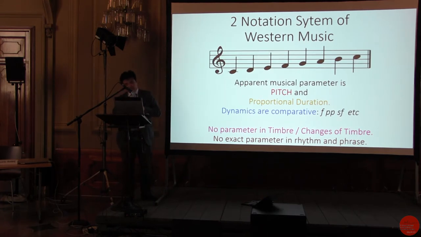And second, there's the notation system of Western music. I'm translating a solfège text of the Conservatoire de Paris, a kind of thick book. And it started from something like this. The apparent musical parameters are pitch and proportional duration; dynamics are comparative: forte, pianissimo, sforzato, and so forth. But there is no parameter for timbre or changes of timbre, and no exact parameter for rhythm and phrase.